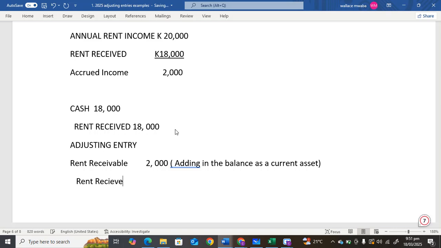As I said, with accruals in the statement of profit or loss, whether it's accrued expense or accrued income, both of them you add. With prepayments, whether it's prepaid expense or prepaid income, both of them you subtract. Just remember: prepayments, subtraction; accruals, adding. The only differences come in the balance sheet. So this rent received 2,000, you're going to add in the statement of profit or loss.